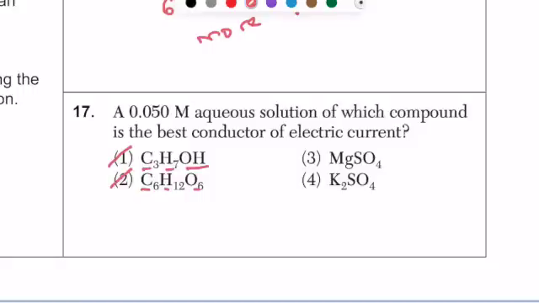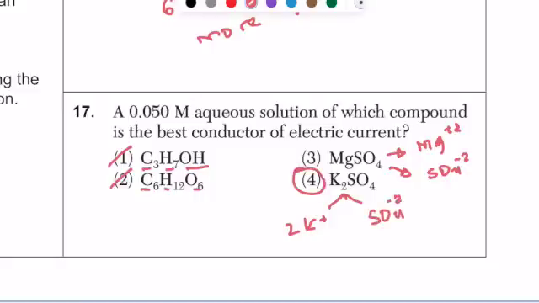The second one, similar thing, is glucose, a regular covalent compound, which does not break into ions. Magnesium sulfate and potassium sulfate can both break into ions. So here's a competition. Magnesium sulfate breaks into one magnesium ion and one sulfate ion. Potassium sulfate breaks into 2 potassium ions and 1 sulfate ion. Because there are more ions in potassium sulfate, it breaks into 3 ions instead of 2, like magnesium sulfate. So that means this is going to be a better conductor.